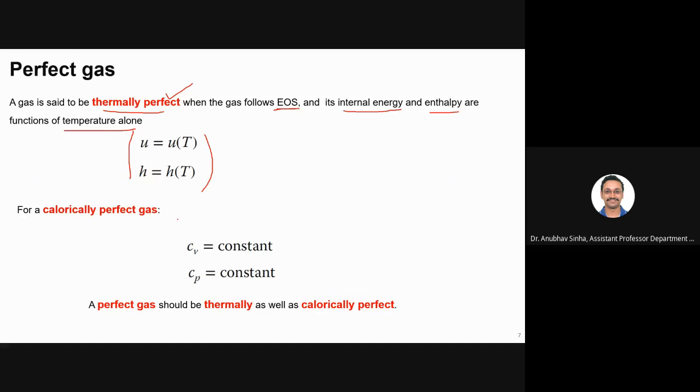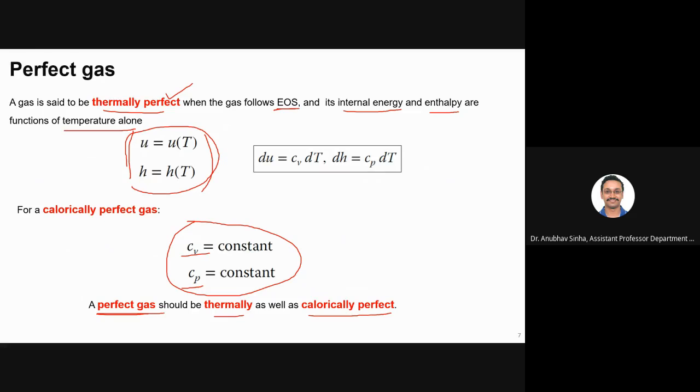Secondly, if we want the gas to be calorically perfect, we need to have constant Cp and Cv. They should not change with temperature. If you satisfy these two conditions, 1 and 2, then your gas is a perfect gas. So it is thermally as well as calorically perfect. So then we call the gas a perfect gas. This is a general assumption that we'll take in our derivations. And this again, I hope you all know: dU is equal to CvdT and dH is equal to CpdT, this is what we discussed in the last slide also.